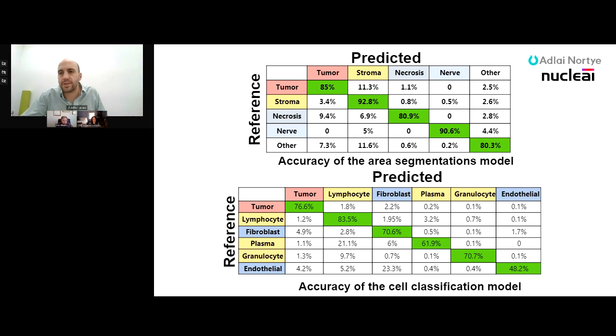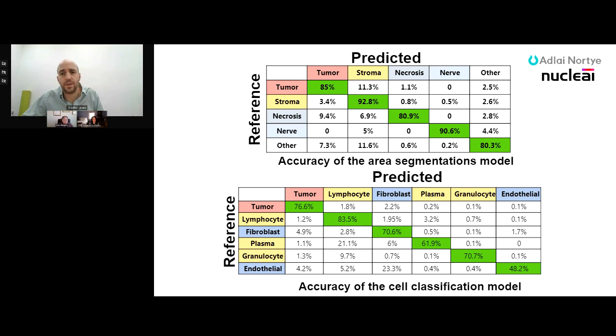So one of the first things that you do when you're building one of these predictive models is to understand the reliability or the predictability of this potential model versus a trained pathologist. And so there are two different areas, as Ken described, that we would look at. We would look at the immune cells, and that's the table on the bottom here. You have the lymphocytes, fibroblasts, plasma cells, granulocytes, and endothelial cells. And you have the other cells in the tumor, such as the tumor cells, the stroma, the necrotic areas, the nerve, and then your other classified cells.